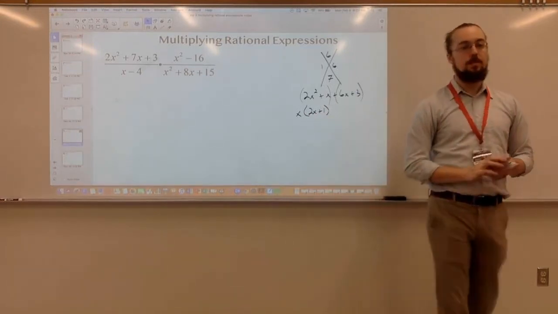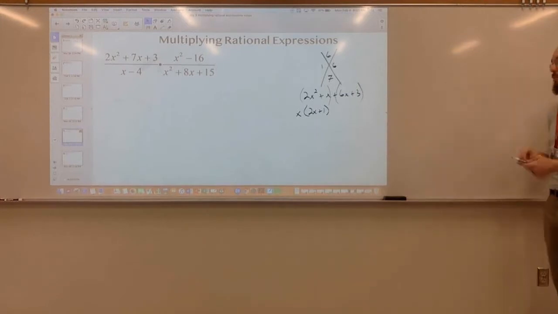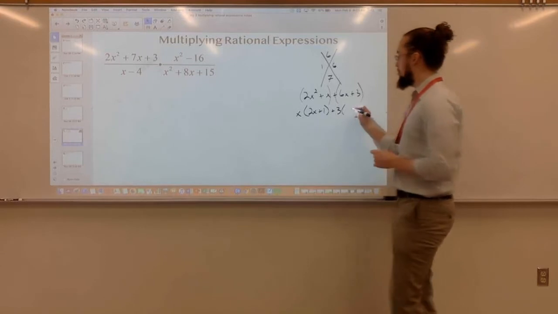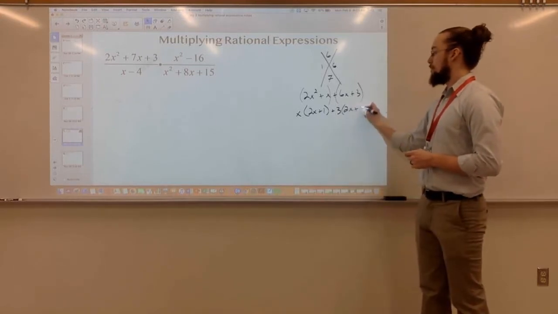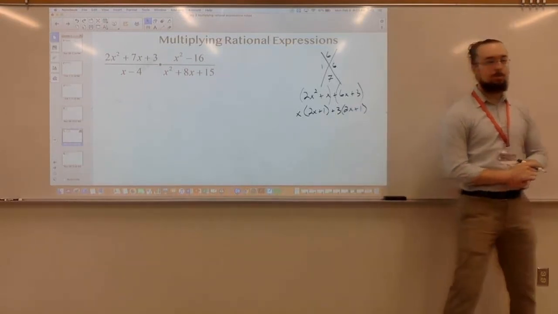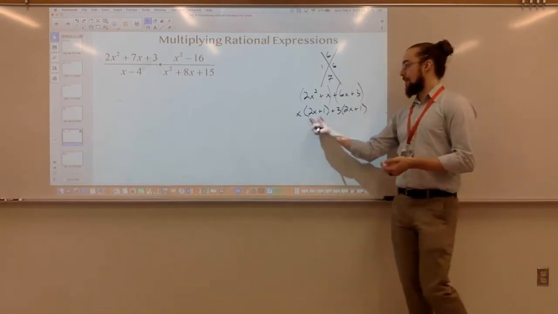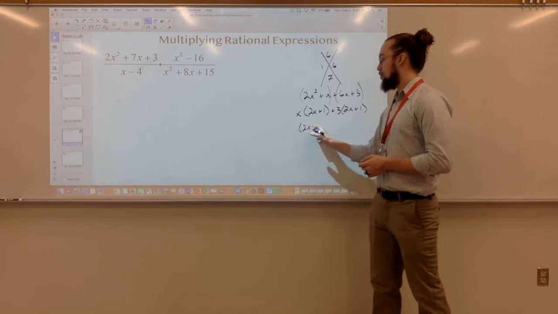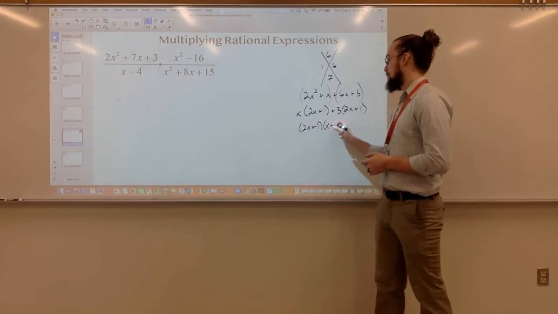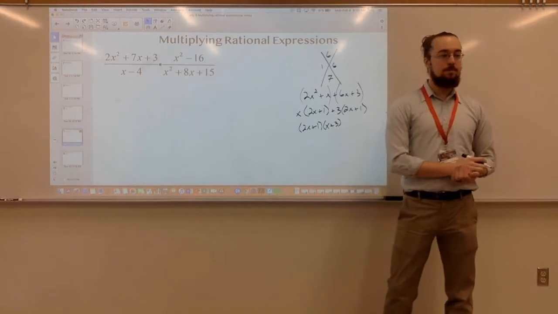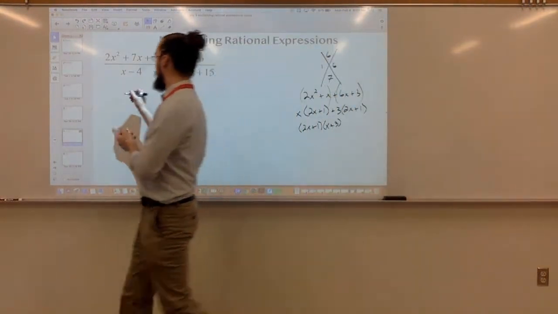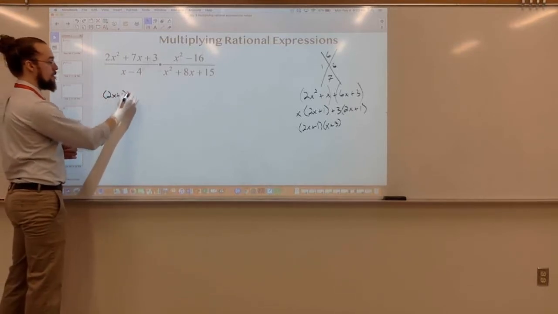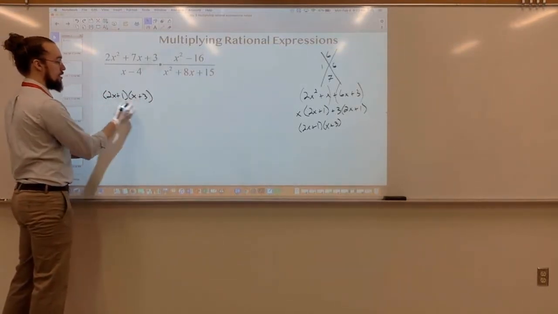All right. How about here, between 6x and 3? I can say 3. So 3 times, I would be left with the same thing, 2x plus 1. I do have the exact same factor here. So this would become 2x plus 1 times x plus 3. So we'll come over here. Go ahead and jot that down. So this one will become 2x plus 1 and x plus 3.